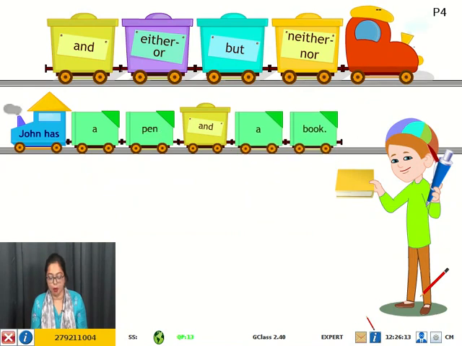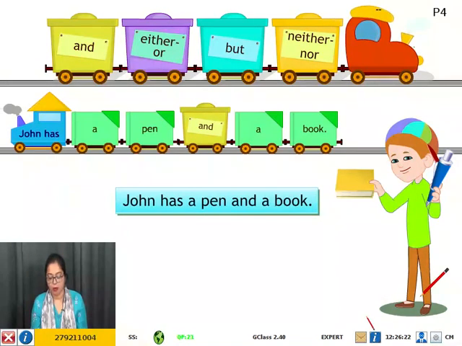He has a book. Now this full sentence you see, John has a pen and a book. So what will be the full sentence? John has a pen and a book. So this is how we form sentences using the connectors or conjunctions. Okay. So you have got an idea. So how to join the sentences by using connectors or conjunctions. Yes or no? Yeah.